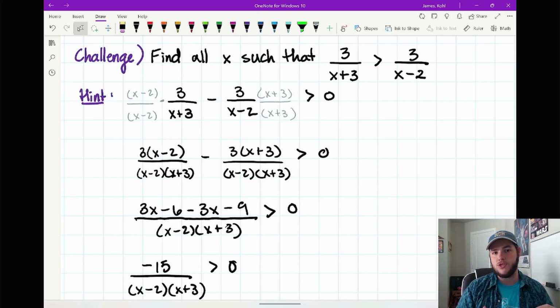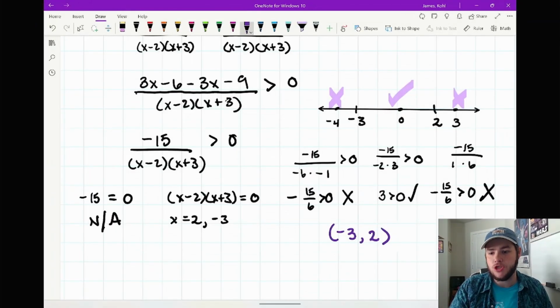Except that subtracting two rational functions is a little bit more complicated because I need to find a common denominator. But after all of that work, I end up with -15 over x minus 2 times x plus 3 should be greater than 0. This is the same inequality. And this is one we've already seen how to do. Go ahead and pause the video here to see if you can finish it off on your own. I found that the solution set should be -3 to 2, including neither of them. Go ahead and pause the video here if you need to check over my work.